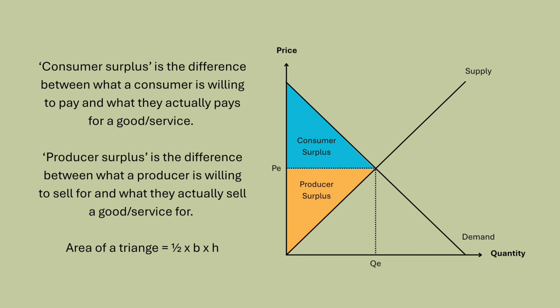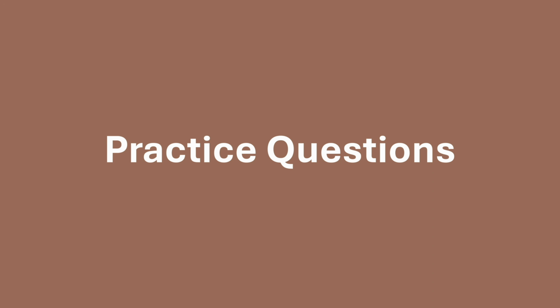Here are the consumer and producer surpluses together on the graph. The consumer surplus is always at the top, hitting the demand curve, and the producer surplus is always on the bottom, hitting the supply curve. To calculate the value of consumer or producer surplus on a graph with numbers, use the formula area of a triangle equals half times base times height. Alright, let's put this knowledge into practice with some questions. Feel free to pause the video if you need more time.